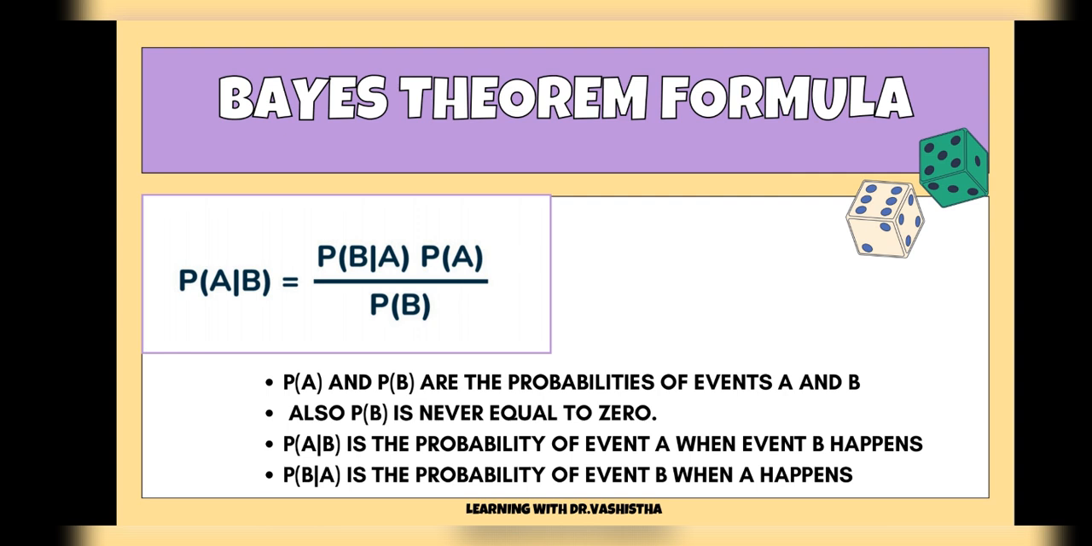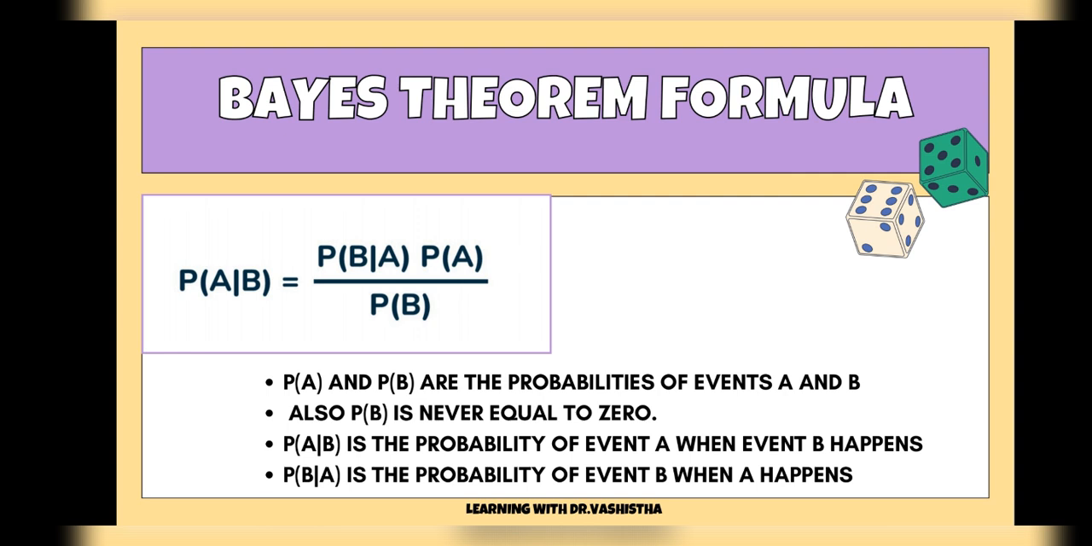So as you can see in the formula, the probability of event A when B is given is equal to the ratio I just explained, where P(A) and P(B) are the probabilities of events A and B. We have already discussed that the probability of event B is never equal to 0, meaning it is likely to happen.